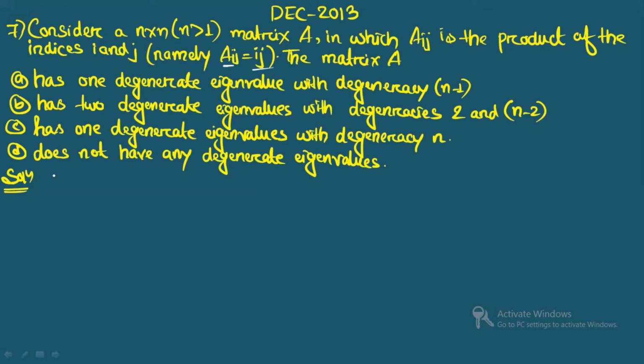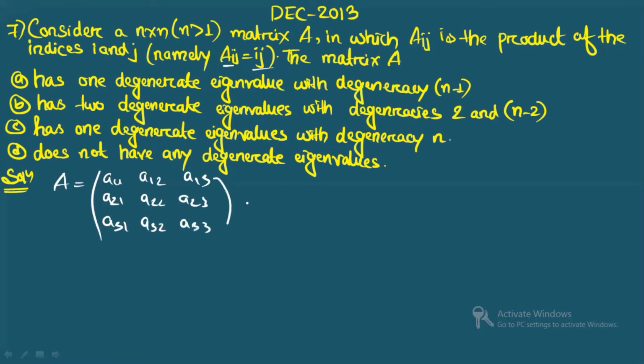So if I consider a 3 cross 3 matrix, how can you write it? This is A11, A12, A13, right? Here it will be A21, A22, A23. Okay, this is A31, A32, A33. So Aij equals i into j. So it will be 1 into 1, 1, 2, 3. This is what? 2, 4, 6.